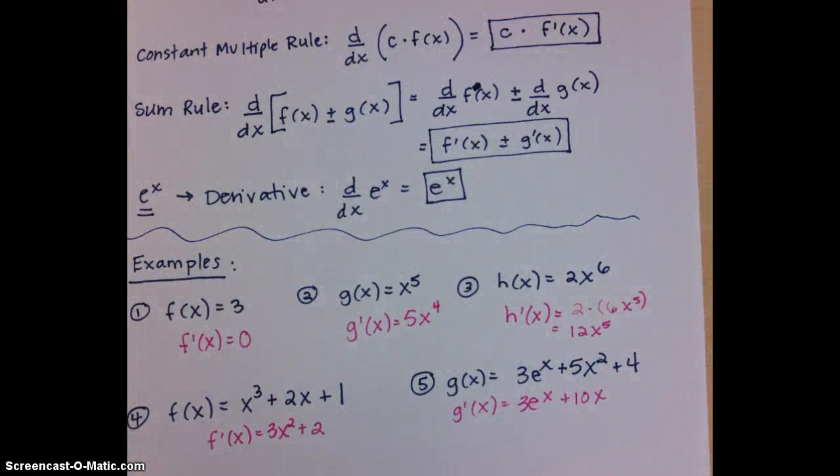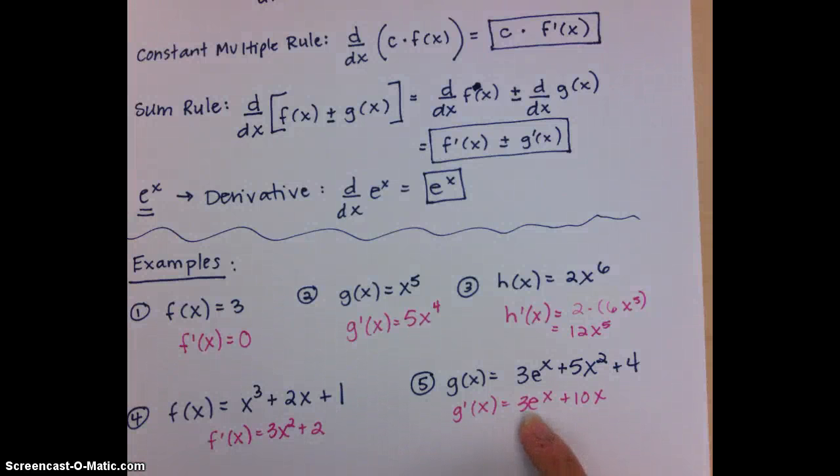The fourth one here, we had several terms. So we had to use the power rule, and we also had to use the sum rule, where we were finding the derivative of different components that were all added together. So just find the derivative of each piece, and then add those results. The derivative of x cubed is 3x squared. The derivative of 2x is 2. And the derivative of 1 is 0 since it's a constant.